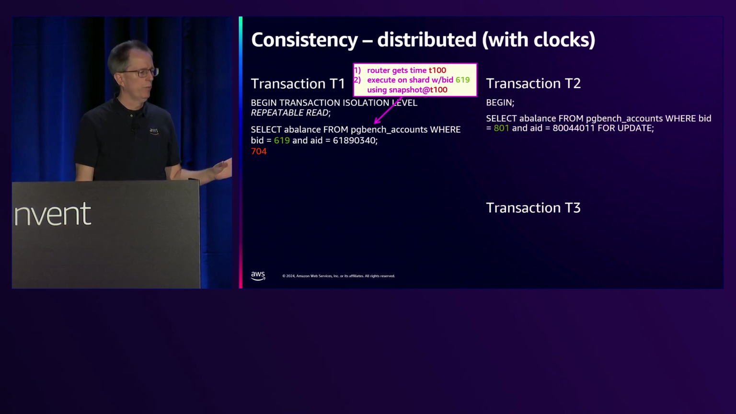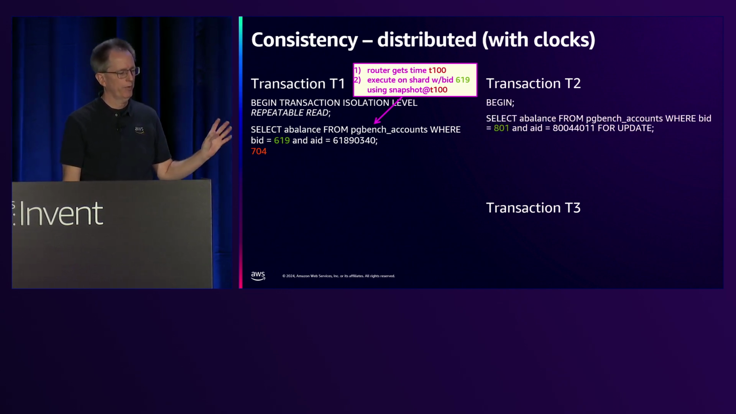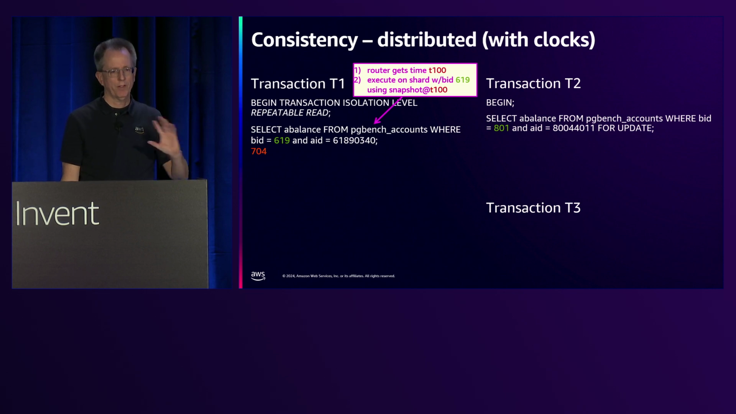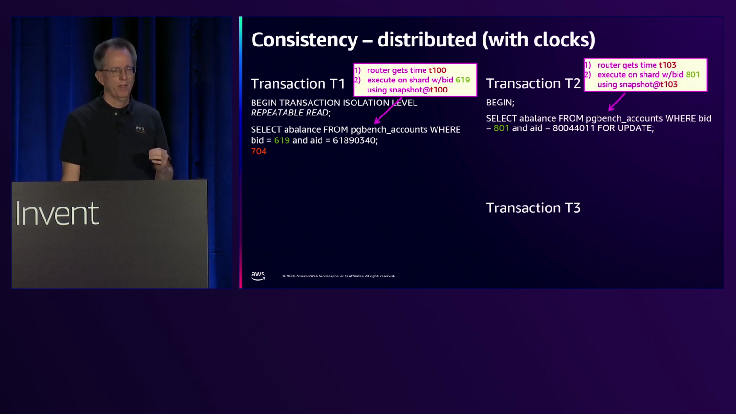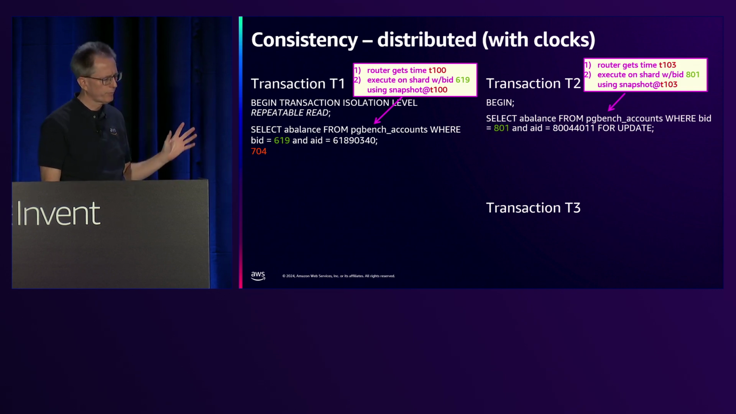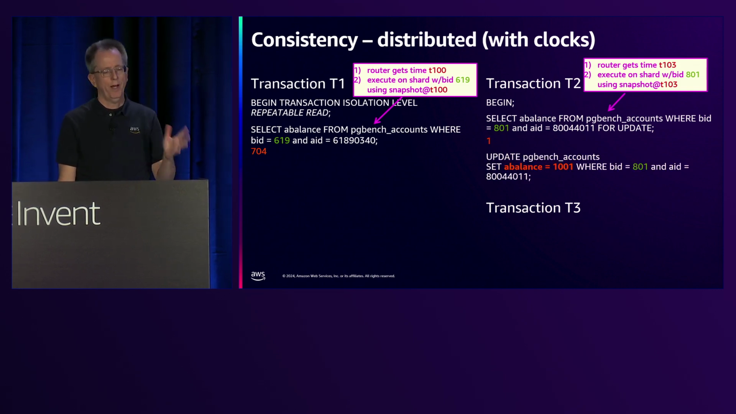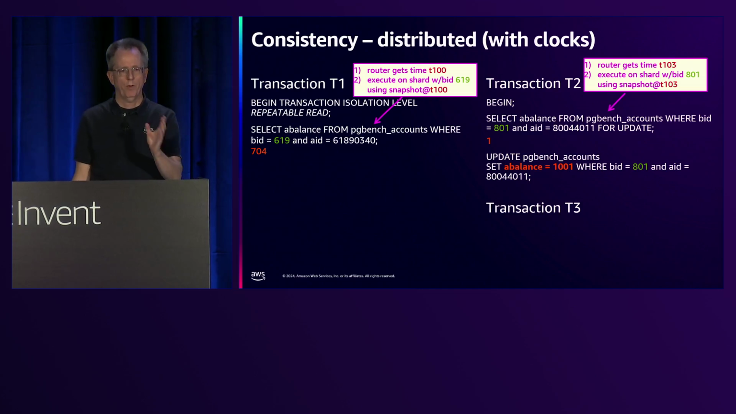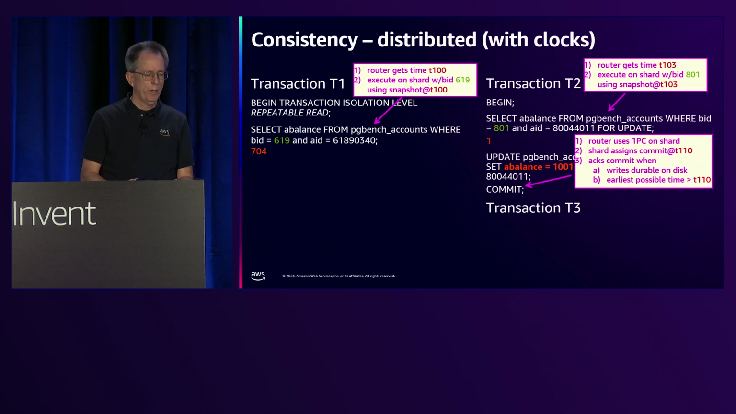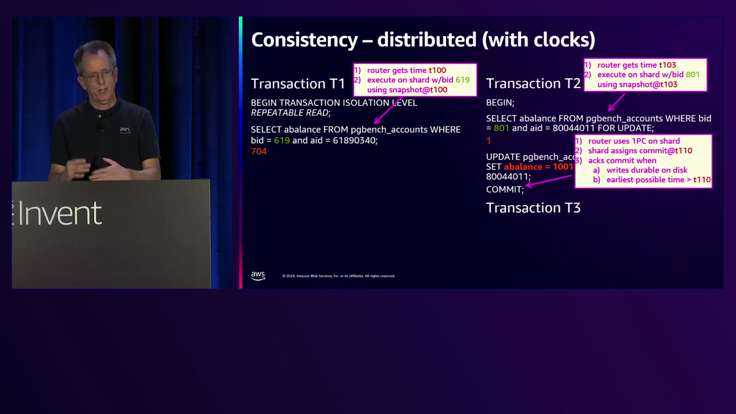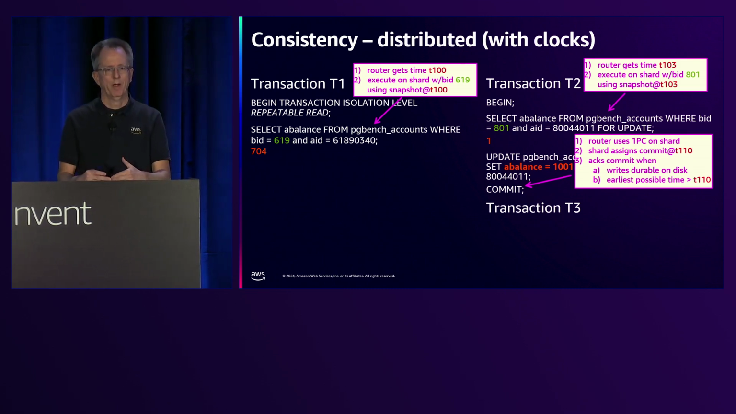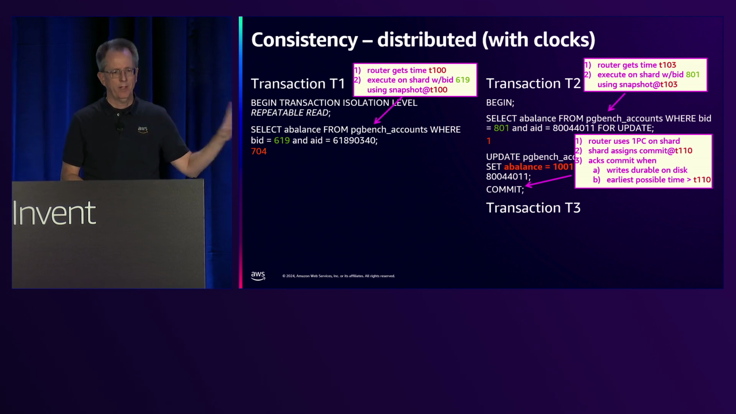Over in transaction 2, we're selecting from the same table, but a different BID, 801, we're doing this for update. So we're locking, we have all the normal semantics. This one's going to run at 103, because that's what we get on the router, that's what it's going to run on the snapshot. We get an answer of 1 here. Let's do the update here. So we're updating that balance now from 1 to 1001, right? And we do the commit. So at this point, we need to talk to the shard. We set a commit point of T110, right? And then we have to wait for that to be durable, and we have to wait for that time to basically pass, which is usually a tiny bit of lag, and then it's committed.